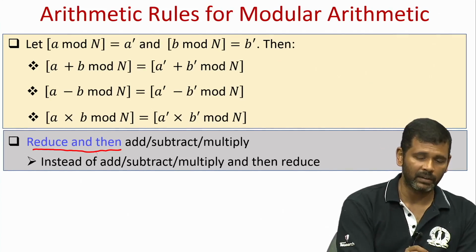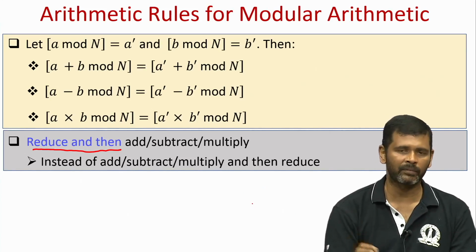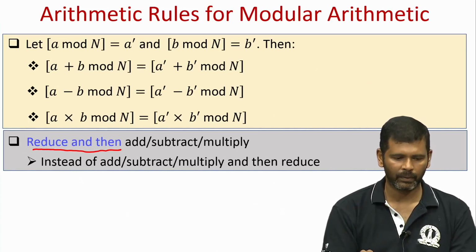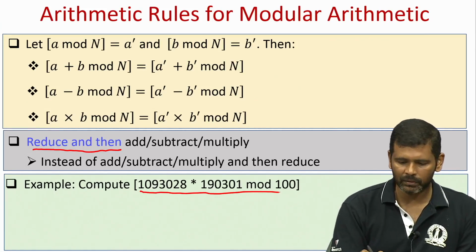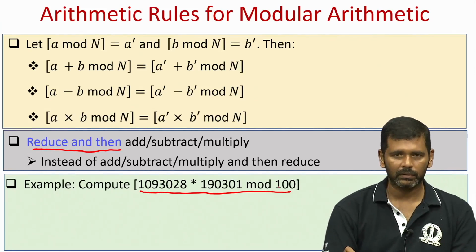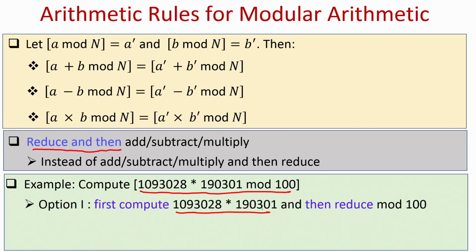So, what I am saying is that you first reduce and then do the operation, and that will have the same effect as if you were performing the operation and then reducing. So, to make my point more clear, imagine that I ask you to compute this. One approach will be that you first compute the product of these two large numbers and then take a modulo 100. That will give you an answer, but that will require some effort. You can't do it easily using your paper and pen.